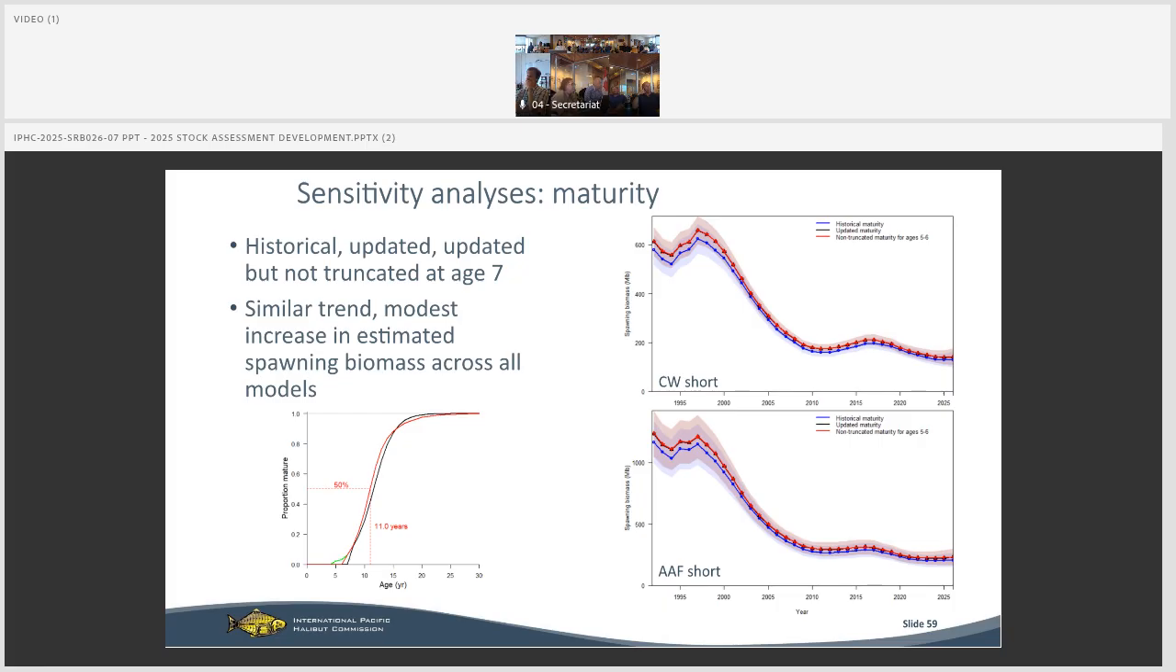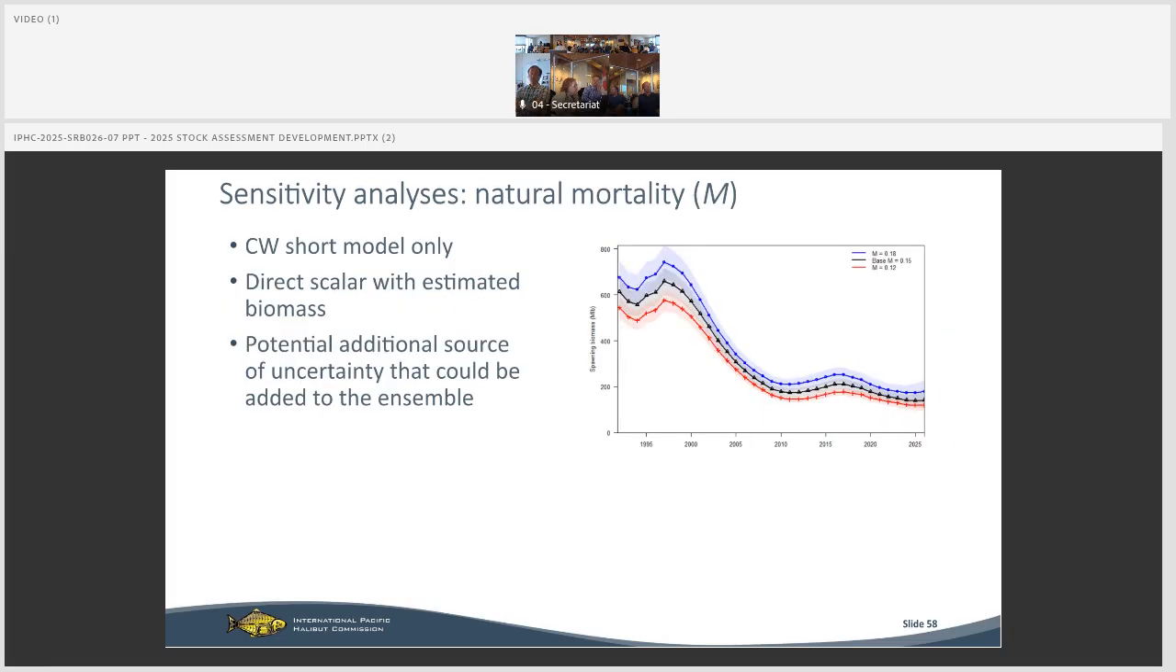Sorry, I'm still on M. So we saw what it means for the spawning stock biomass. You say it cancels out when you look at the biomass relative to the reference point. What does it mean for the TCY?